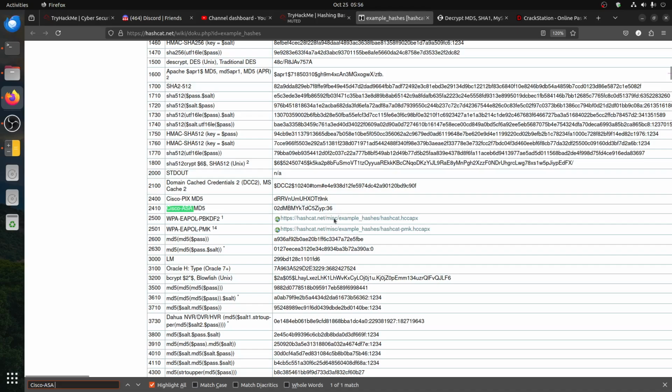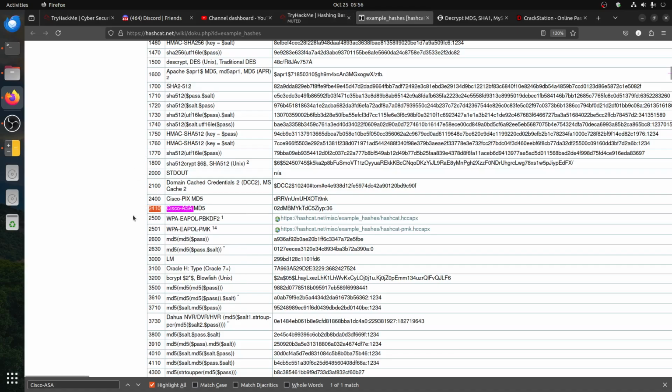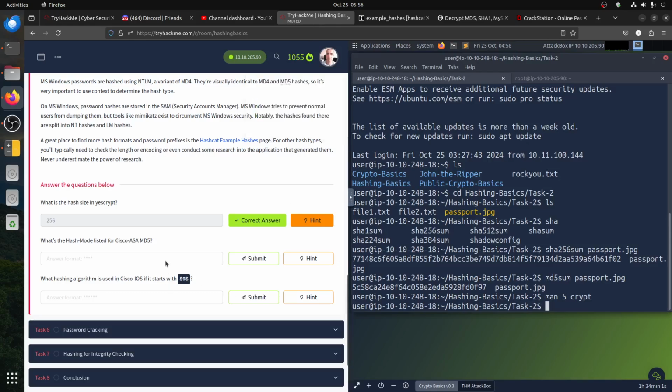Control F. It's 2410, so we can show this one. That's how you use Hashcat later on. Let's continue, and then we can test later on.